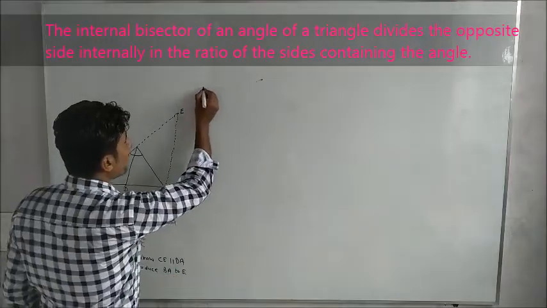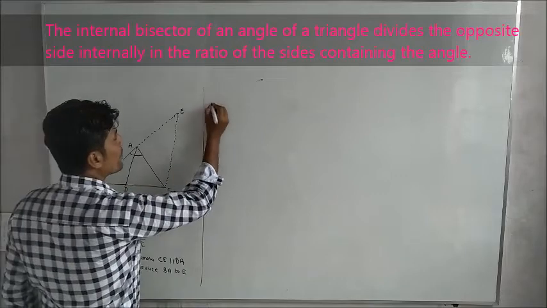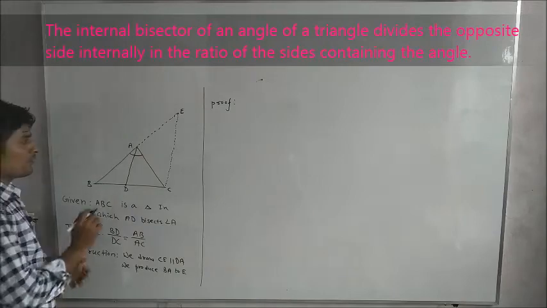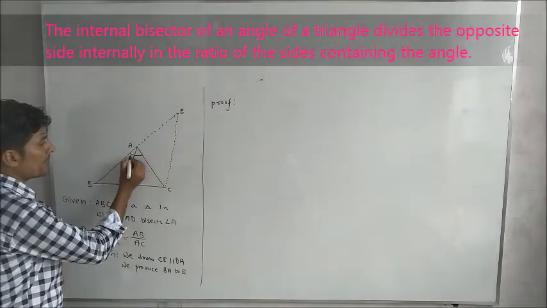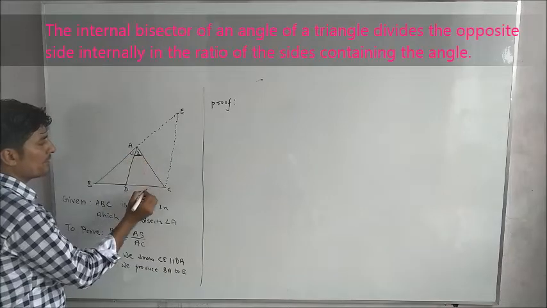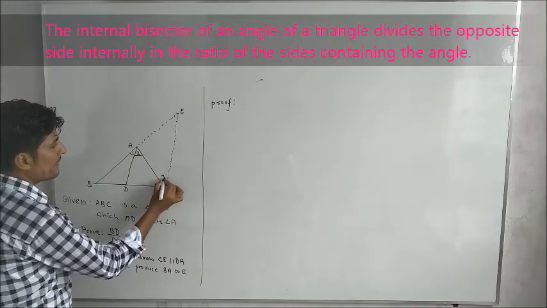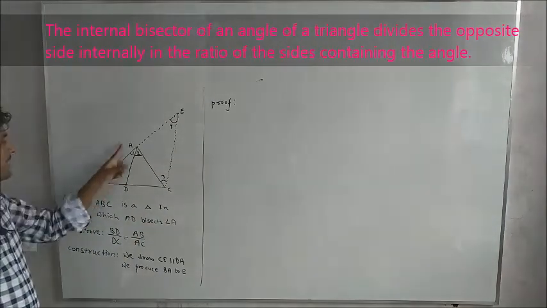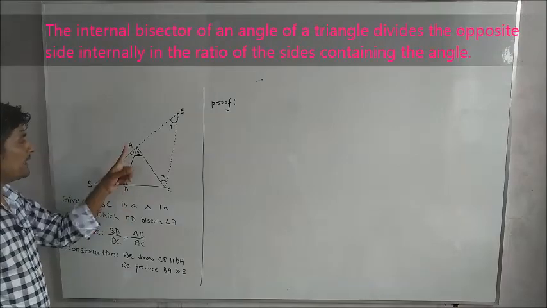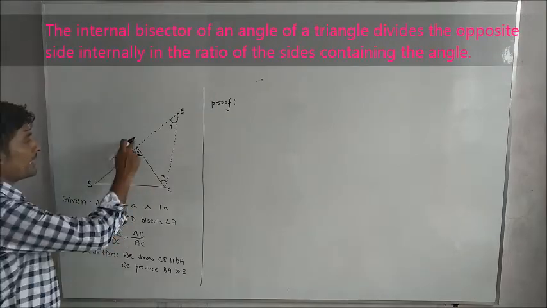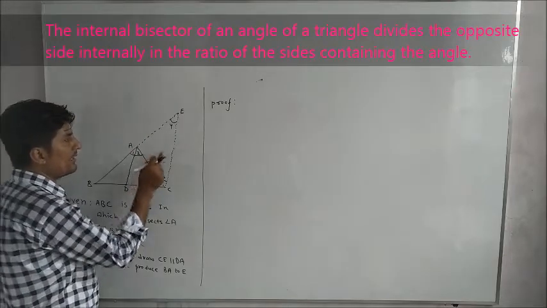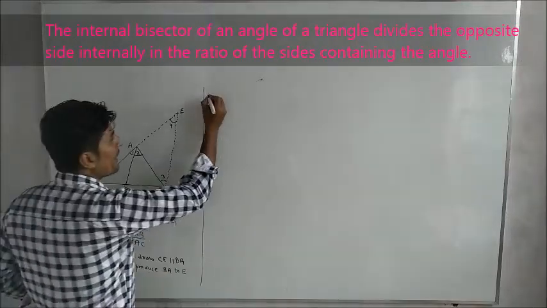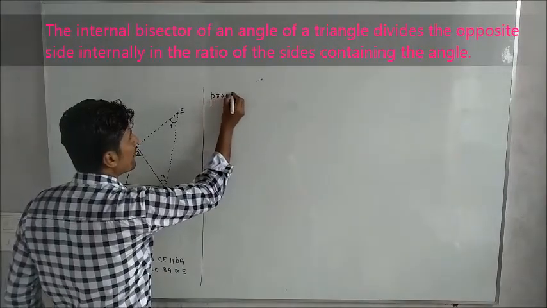After that, we write the final step, that is proof. First of all, we will name the angles. Suppose the name of this angle is 1, this angle is 2, this angle is 3, and this angle is 4. So I have named the angles: angle BAD equals 1, angle DAC equals 2, angle ACE equals 3, while angle AEC I have taken as angle 4.